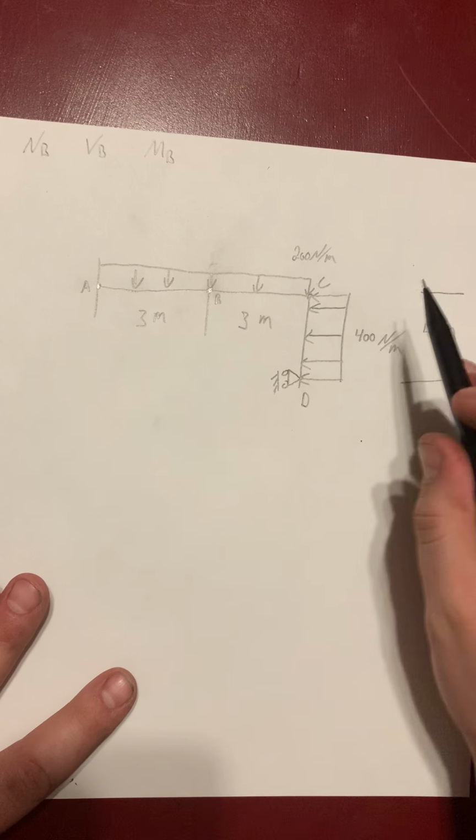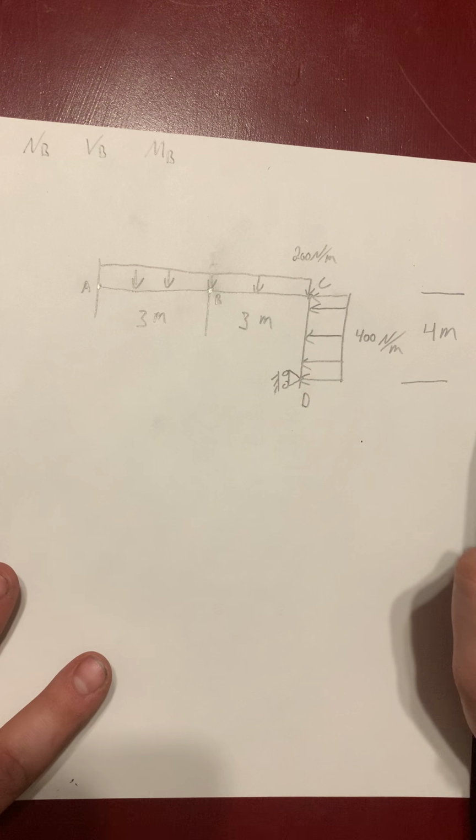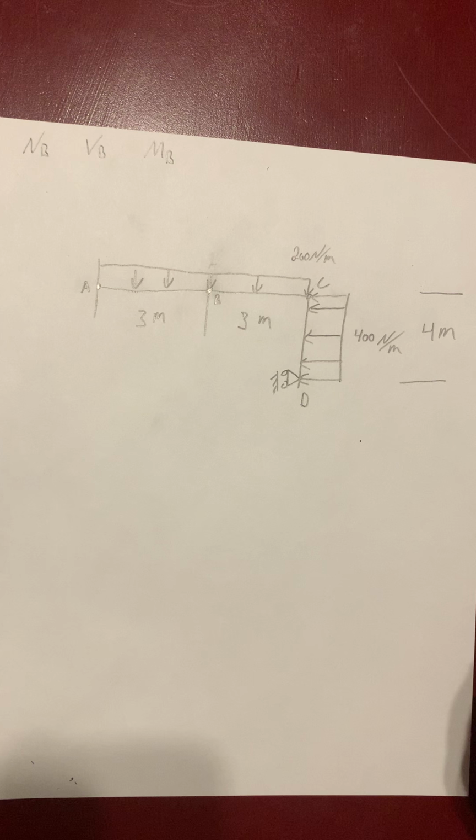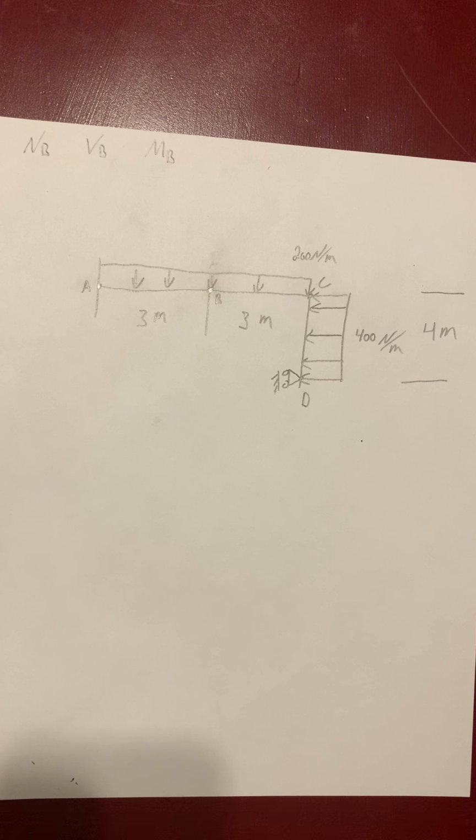So now we have our overall beam, right? So now what's the first thing we need to do to solve a problem like this? Well, it's just like everything else, right? We either need to simplify or we need to find support reactions. Okay? So let's do both at the same time, right?